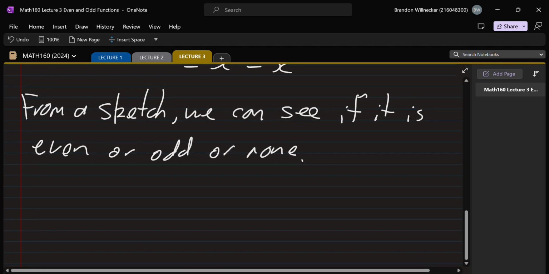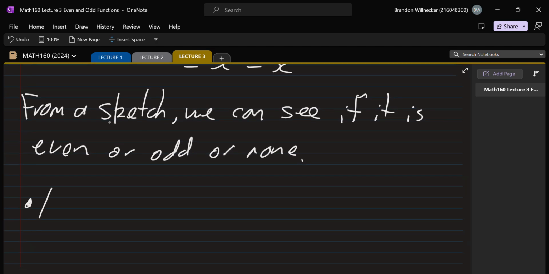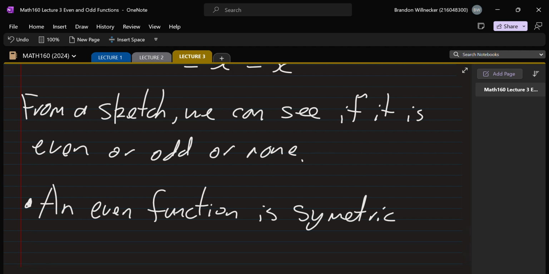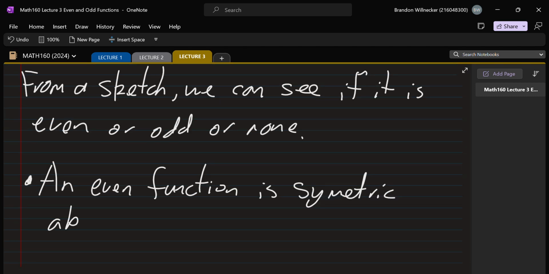Okay, so an even function is symmetric about the y-axis.